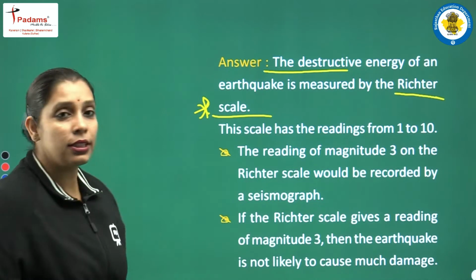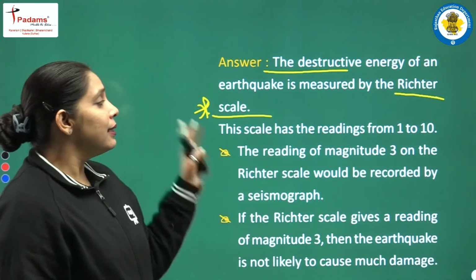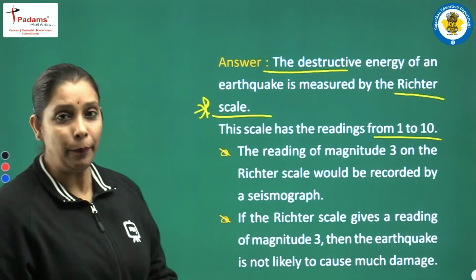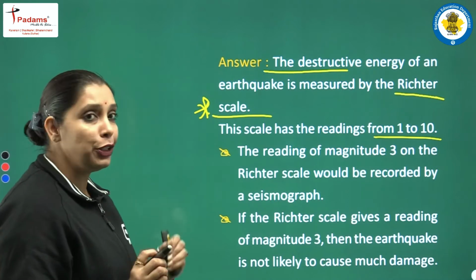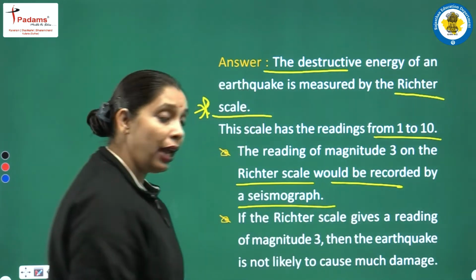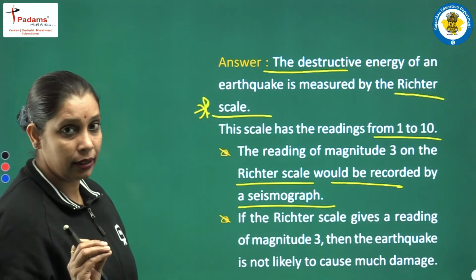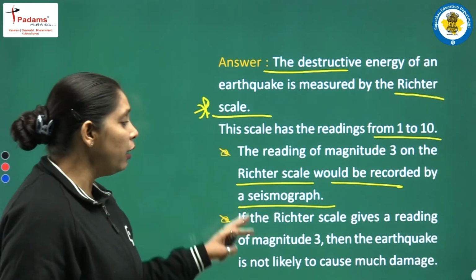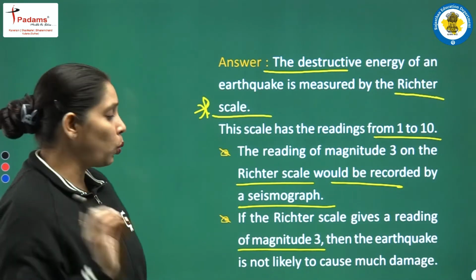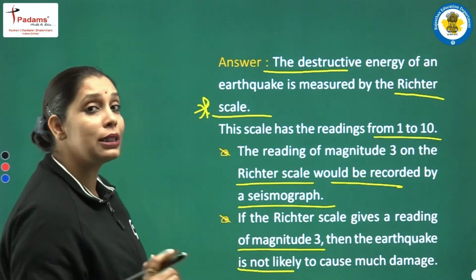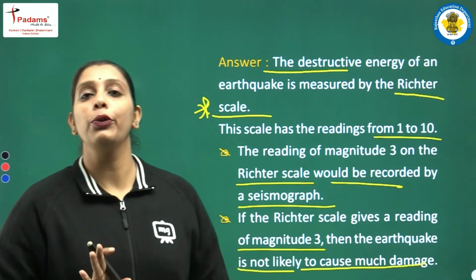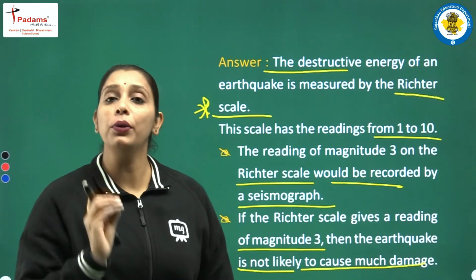A very important point, class 8th. This scale has readings from 1 to 10. Will you remember? Okay. The reading of magnitude 3 on the Richter scale would be recorded by a seismograph. Clear? This is the answer to our question. Yes, it will be recorded. If the Richter scale gives a reading of magnitude 3, then the earthquake is not likely to cause much damage. Okay, this will not cause us much heavy damage. Clear everybody? If the magnitude is 3.